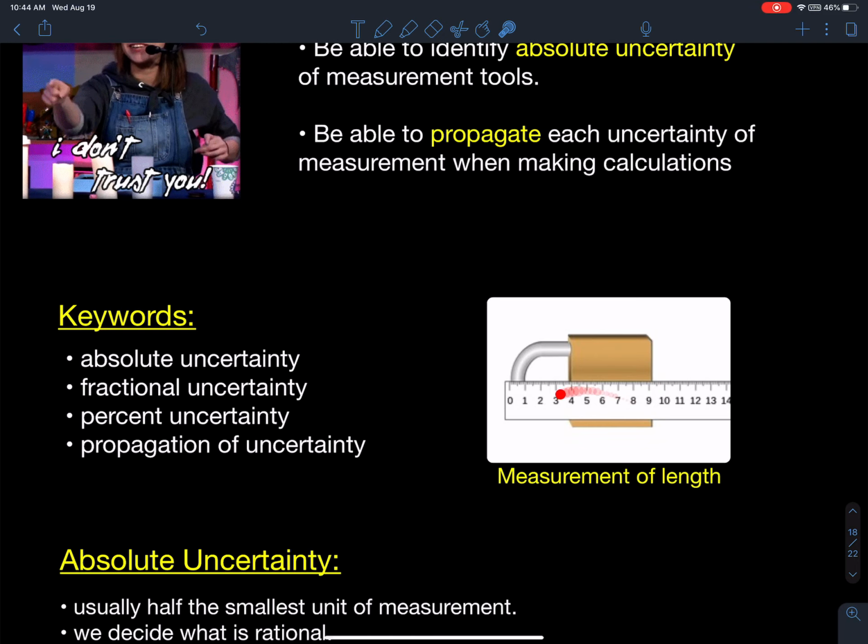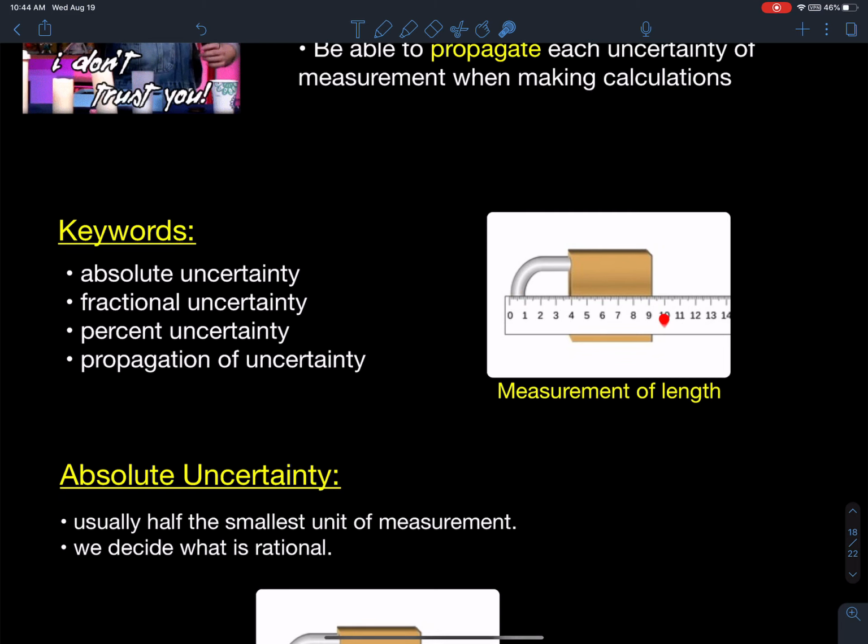I'm measuring the length of a lock using a regular ruler that we have in the classroom. That's a millimeter marking ruler. Okay, and we're going to try to make that measurement and find, first of all, what the absolute uncertainty of that measurement is. So if I look at this ruler, it looks to me like that's about 9.2 centimeters. I'm going to write that down, 9.2 centimeters. Okay, but what's the plus minus? What's my uncertainty? What's my confidence in that value?